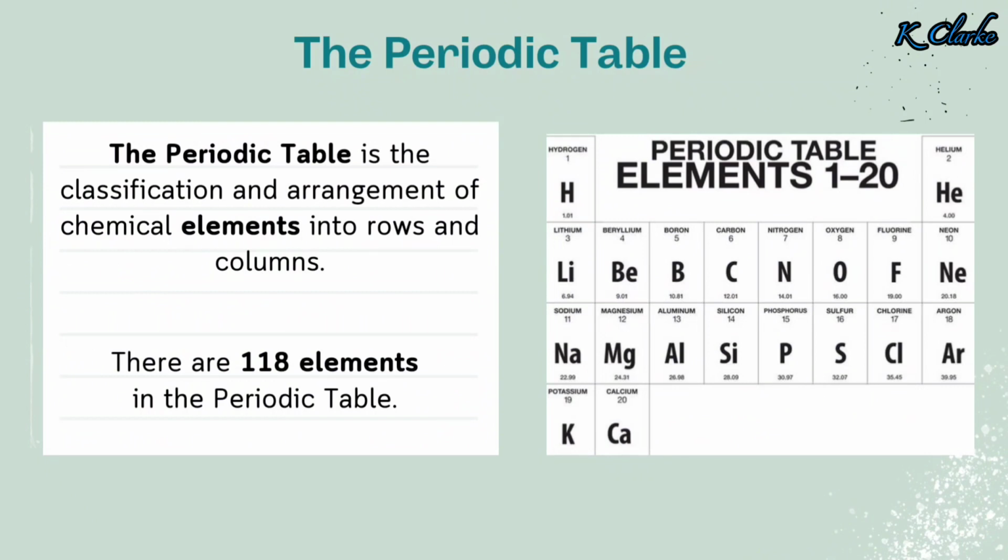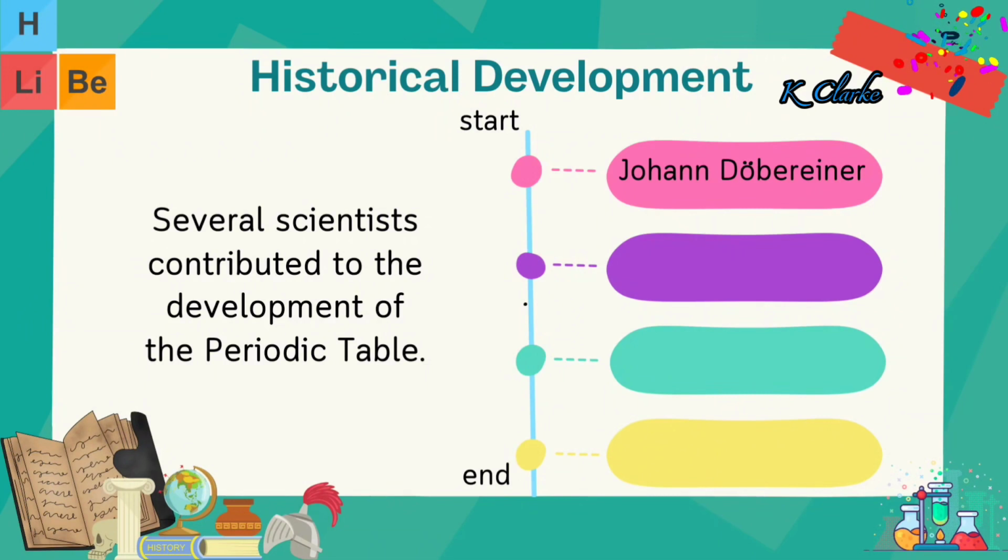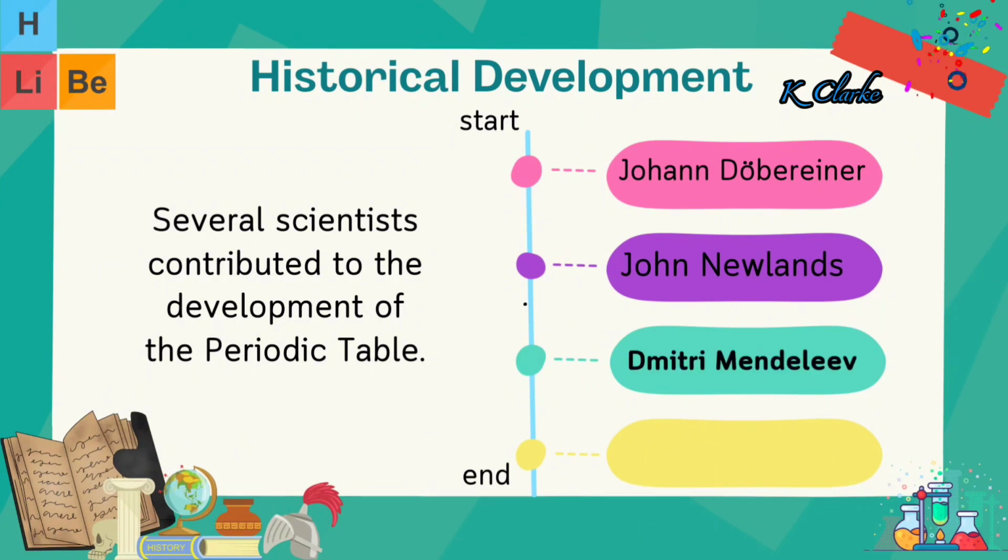How do we know the correct arrangement of the periodic table? There are several scientists who contributed to the development of this periodic table. The first scientist is Johann Dobereiner, followed by John Newlands, then Dmitri Mendeleev, and lastly Henry Moseley. At this time, you are going to learn about the work of each scientist and how they have contributed to the development of the periodic table.